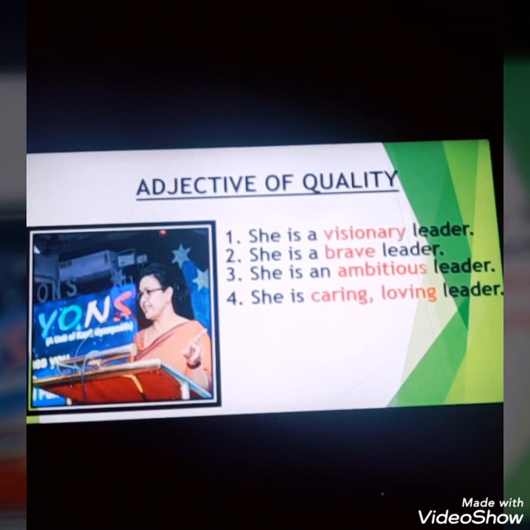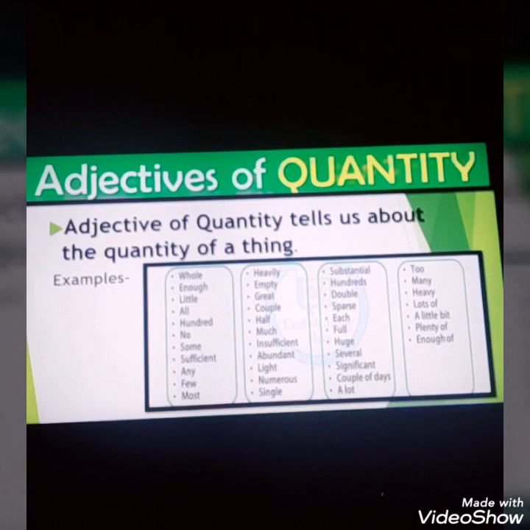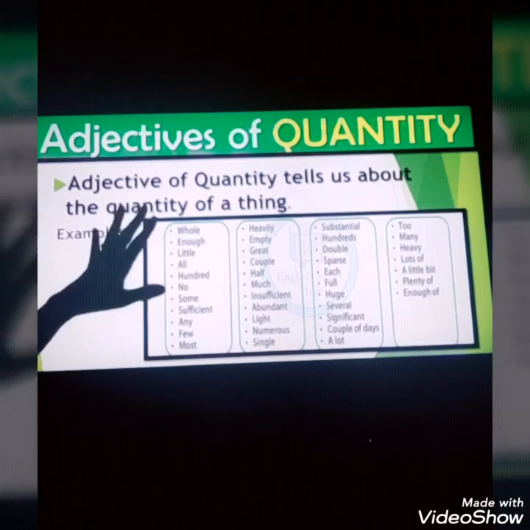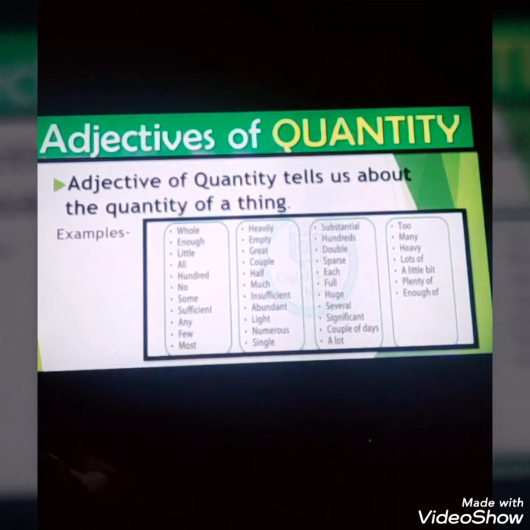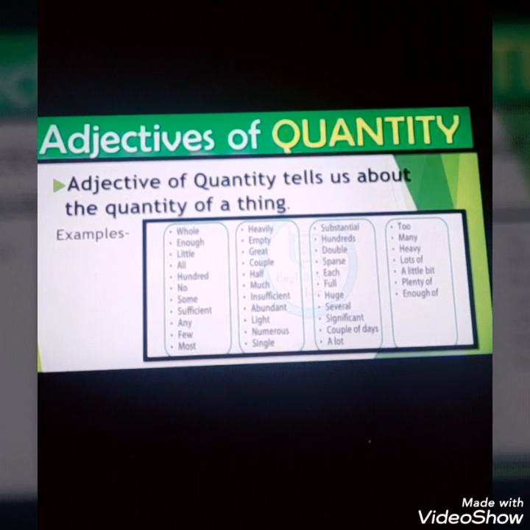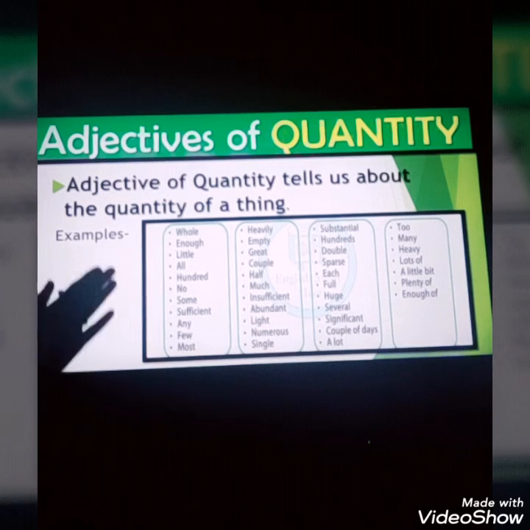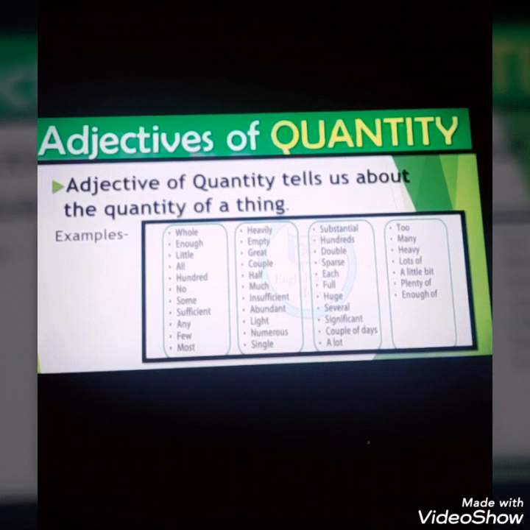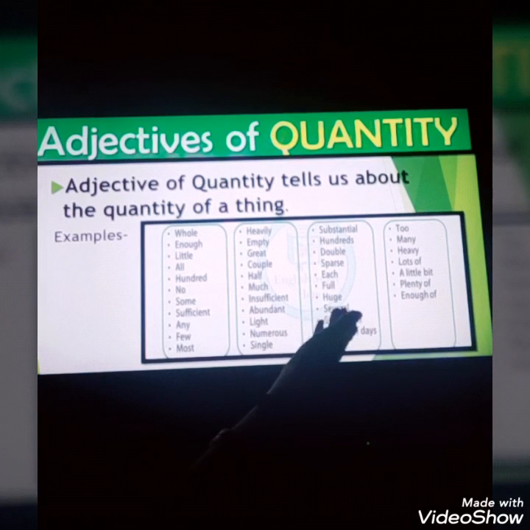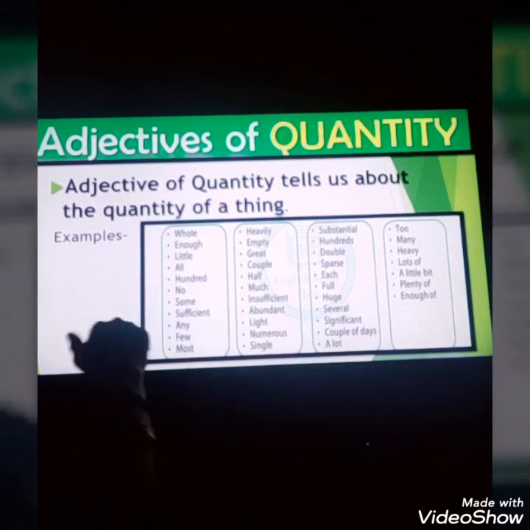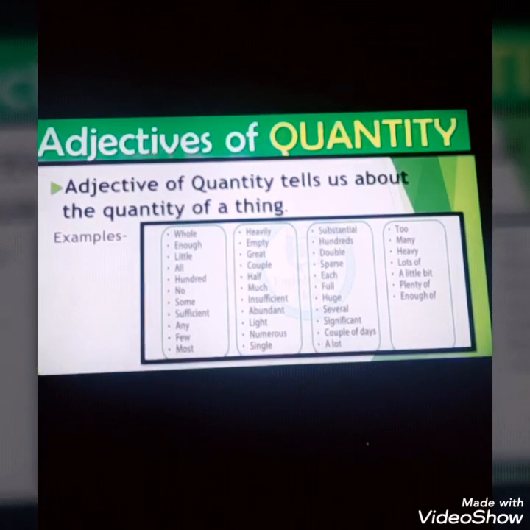So, now let us come to the second kind of adjective. Adjective of quantity. It gives us the answer of how much. What is the quantity of that thing? It tells us about the quantity. Whole, enough, little, all, light, huge, plenty. These are the examples of adjectives of quantity.